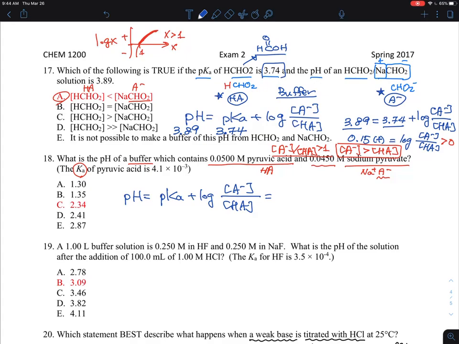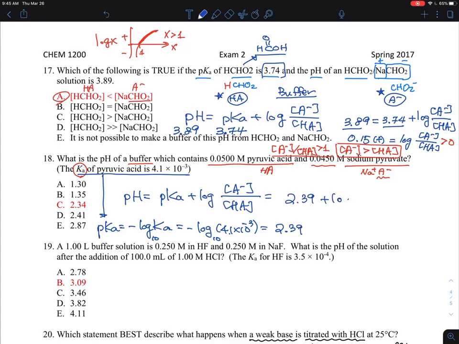And then let's say the pKa value. Okay, so pKa is not given, so I need to calculate it. So pKa is minus log Ka. Plug in the numbers, minus log of 4.1 times 10 to the minus 3, and you will get 2.39. So 2.39, here it is. And in the log, what is my concentration of acid? That's HA, which is going to the bottom, 0.05. And the A minus goes up, 0.045.